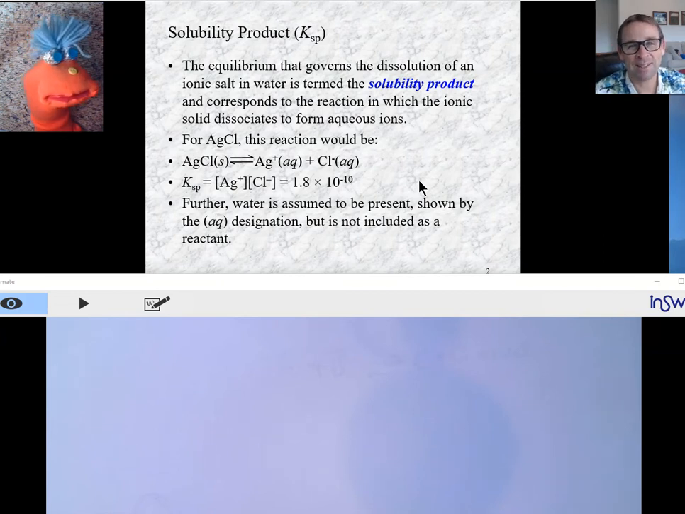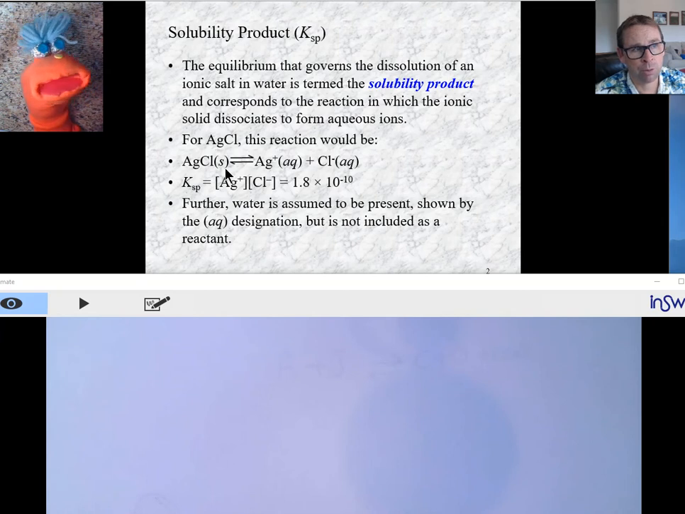However, it's not that simple in reality. Everything is soluble to at least a little bit. For example, here's silver chloride. Look at your rules. Is that soluble or insoluble?